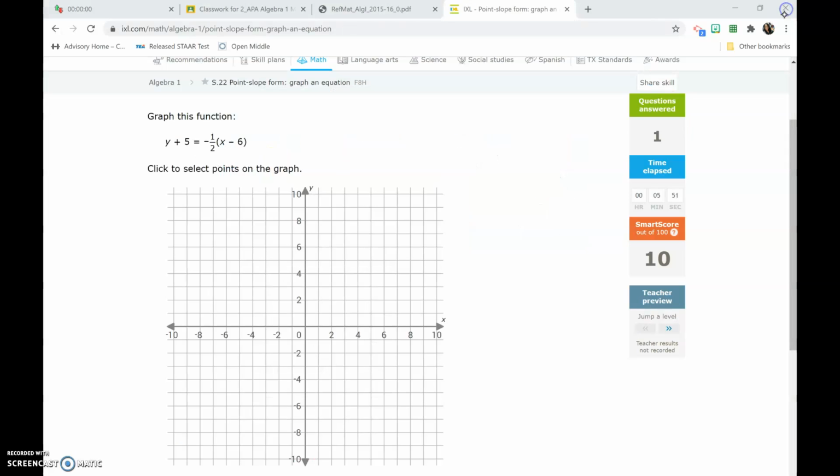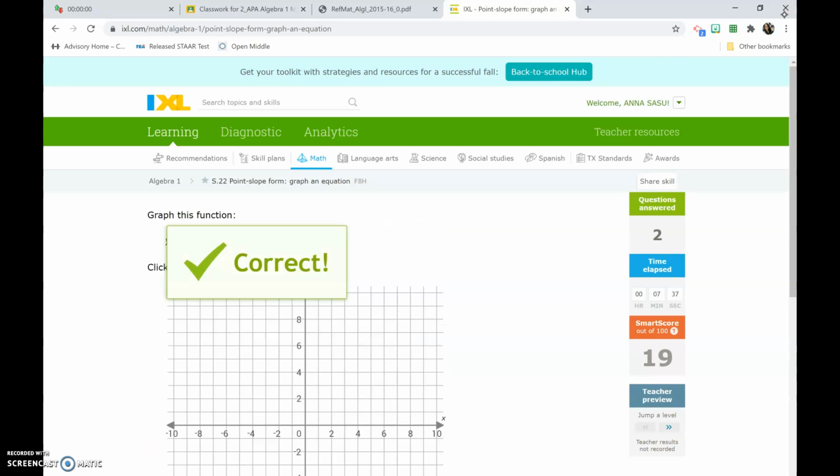So let's go back to IXL. Let's make sure that we got it right. So I'm going to have +6 and -5, which is here. Okay, then down 1 over 2, and let's submit, and we got it correct.